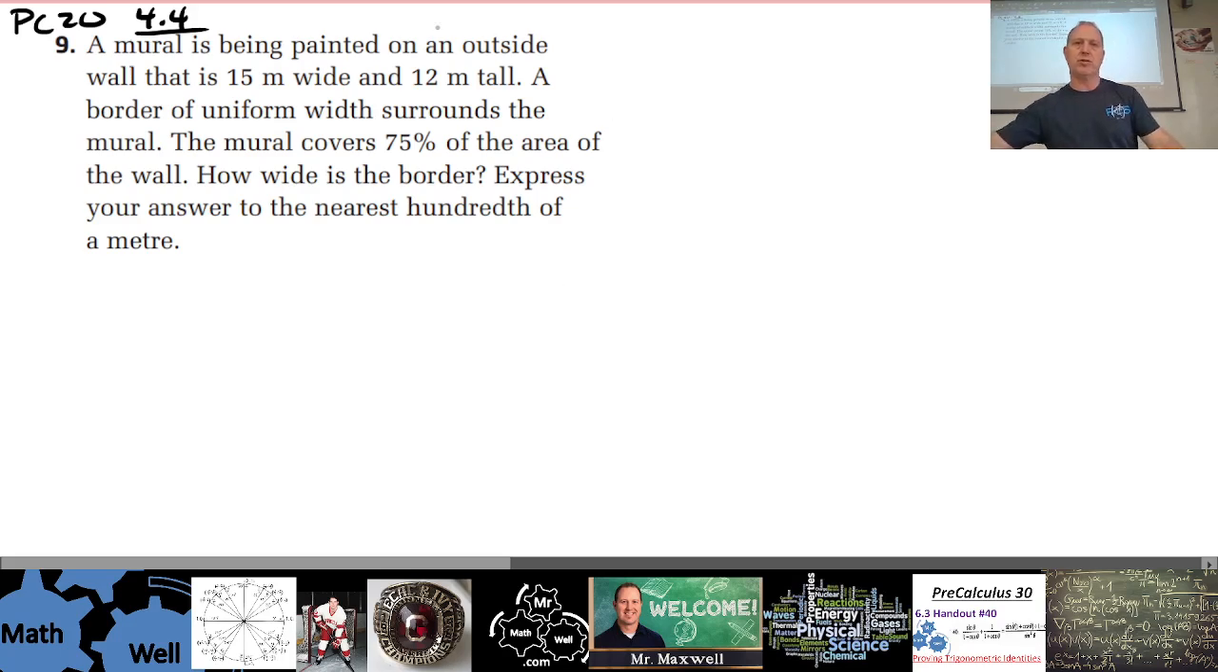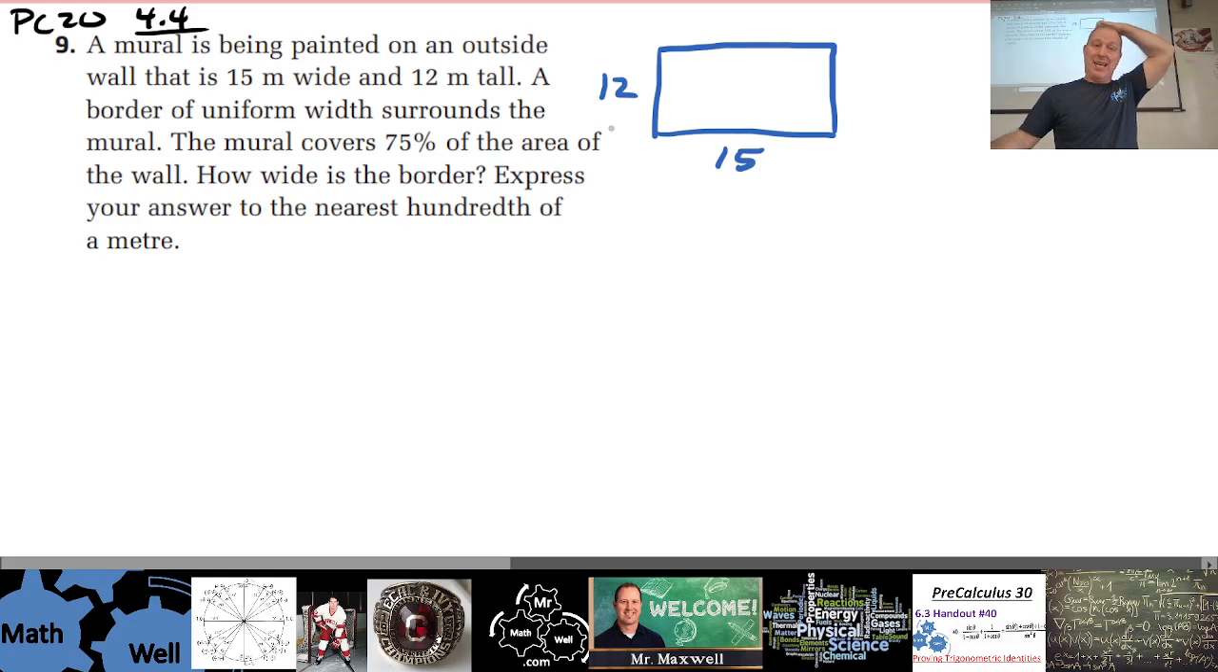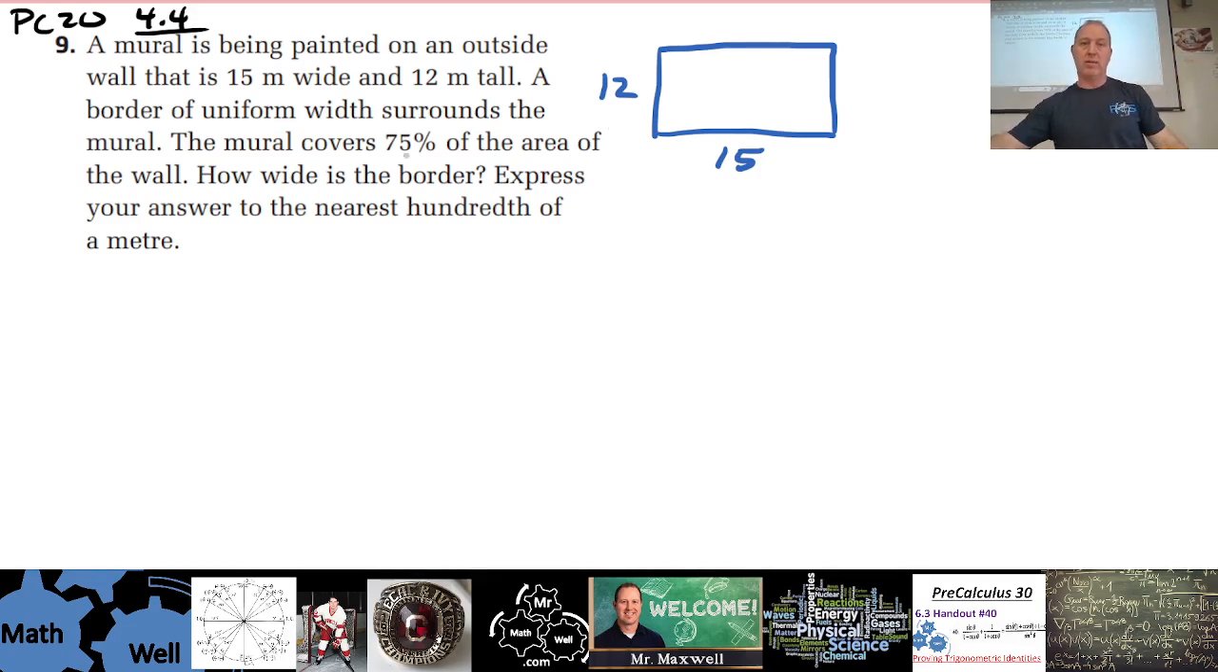So I'm going to draw a little sketch. Good idea to draw a sketch whenever you can. So the wall is 15 meters wide. Let's make this 15 and this 12. Okay, that's the wall. Now that's the entire wall, looks like, 15 meters by 12 meters.